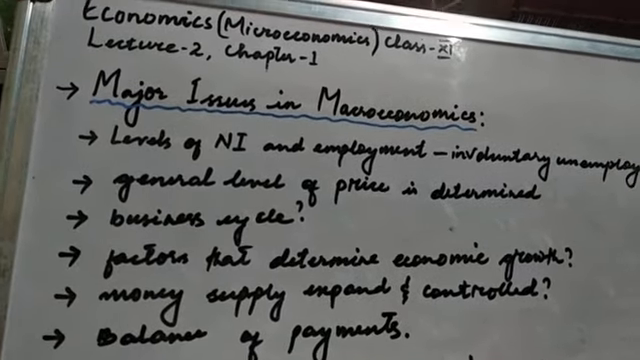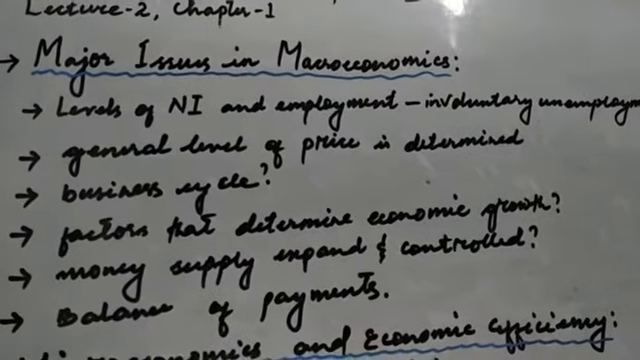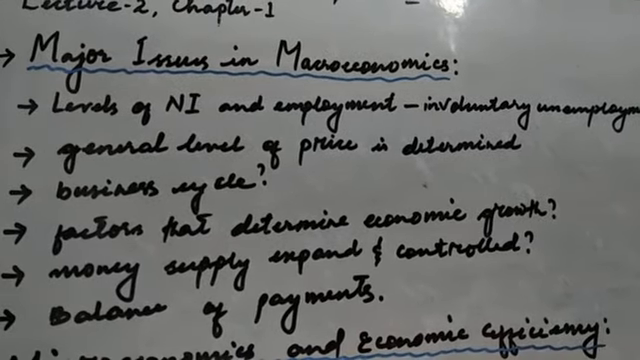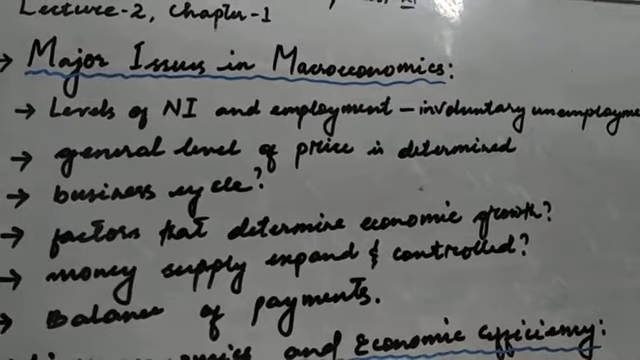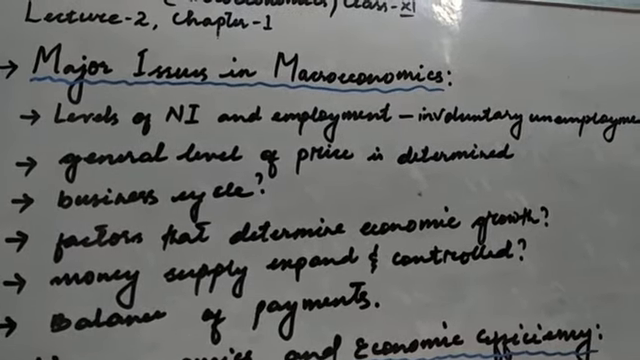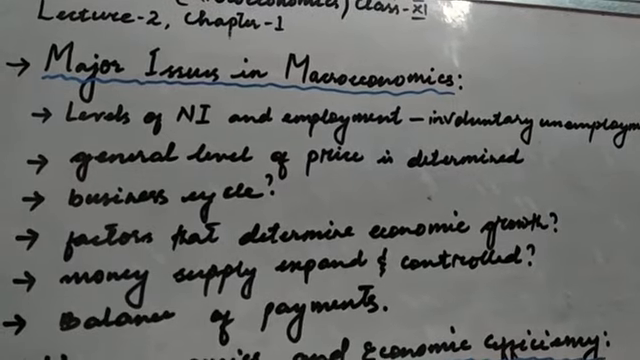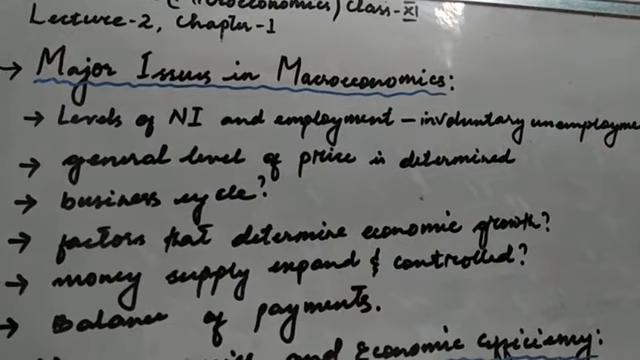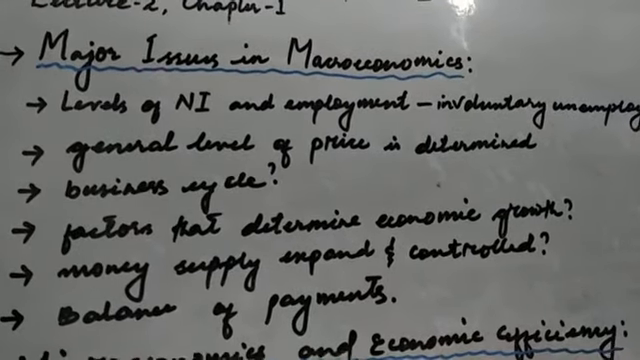Third, we have why this business cycle arises. So what does this business cycle mean? Business cycle means the various fluctuations in the level of national income and employment and general price level, and this will cause recession or depression in the economy. So this all comes under macroeconomics.